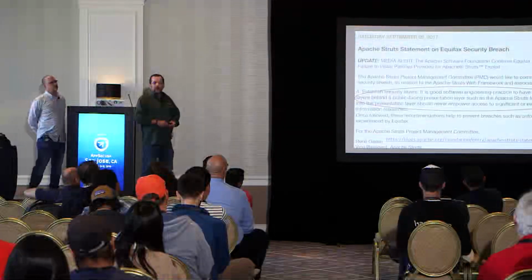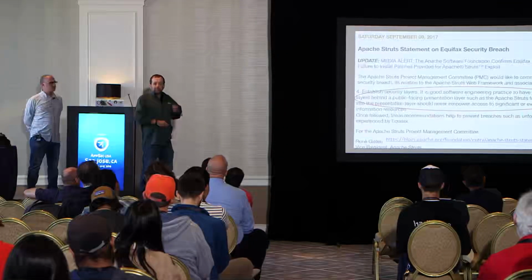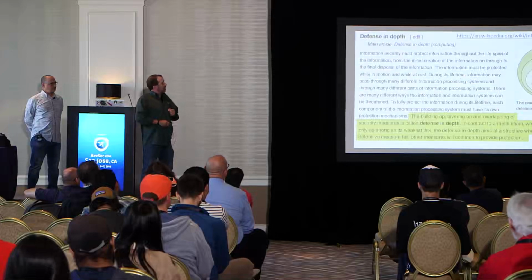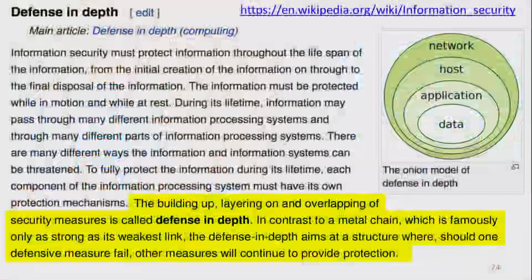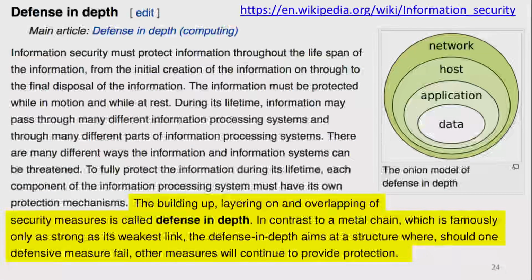So we're back into our security practitioners, into some principles that we can apply. And this one is defense in depth. The building up, layering, and overlapping of security measures. In contrast to a metal chain, which is only as strong as its weakest link, defense in depth aims at a structure where, should one defensive measure fail, other measures will continue to provide protection. So that's where you get this onion, where the network surrounds the host, surrounds the application, surrounds the data. So in the Equifax situation, the application was breached, and they had no protection of the data. They weren't practicing defense in depth.